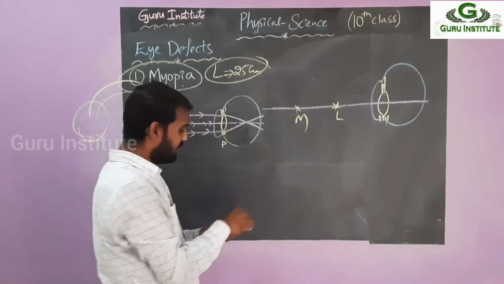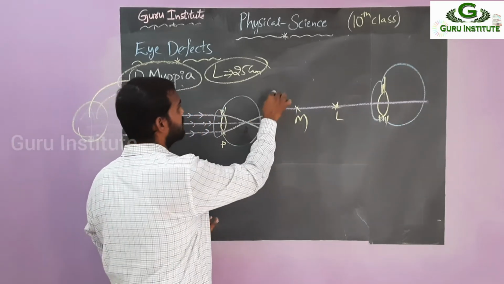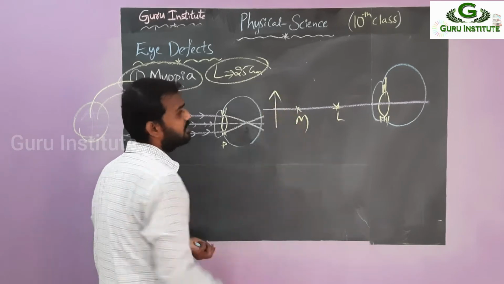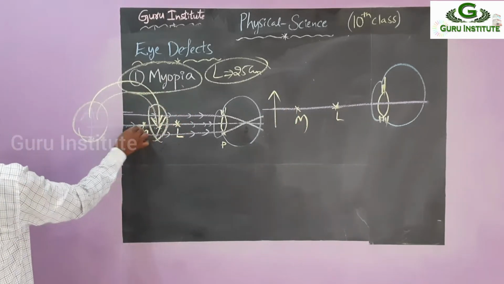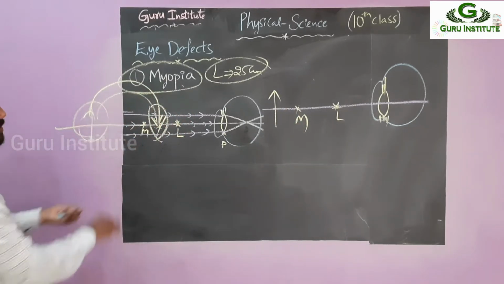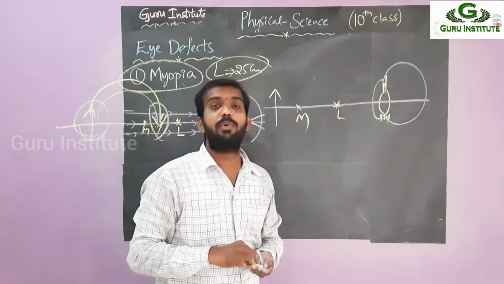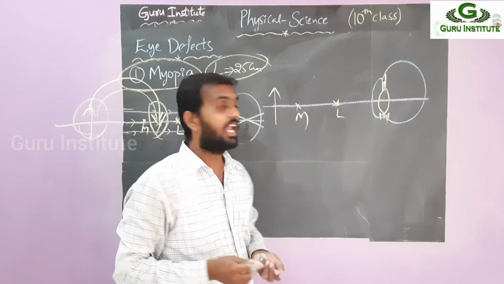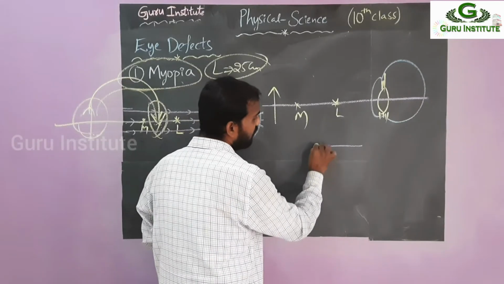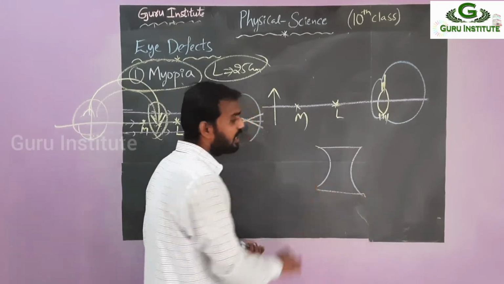So the object is somewhere here. Then we take the object here. Okay, right? Like this, the object is here. So this we have to shift to M and L. Then what can we do? Which type of lens do we have to use? Concave lens. How does the concave lens look? This only. So what is the concave lens?